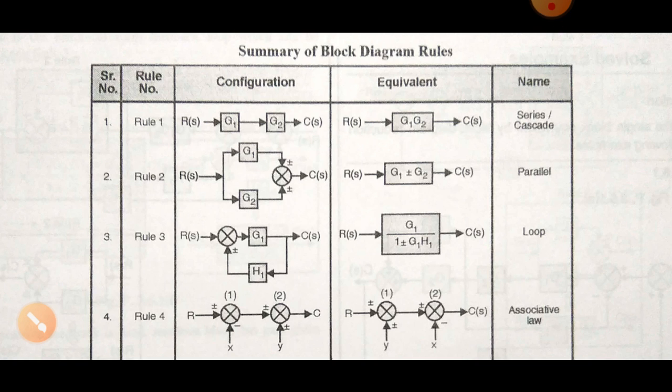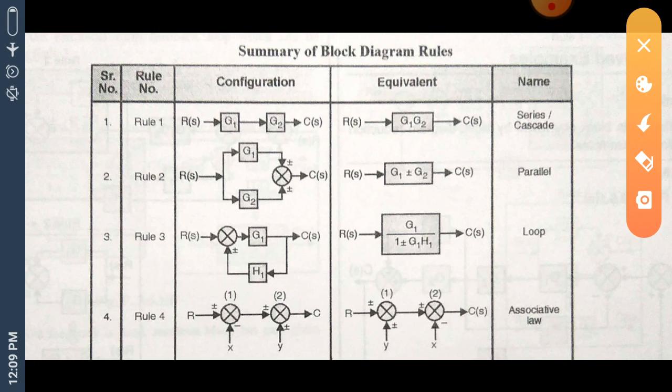In this video, we are going to learn the summary of block diagram rules. There are various rules to reduce a block diagram to make it into the simplest control system, where we can analyze by using only one block. That one block will consist of the reduced transfer function of that particular system. Let us see all these rules in detail.